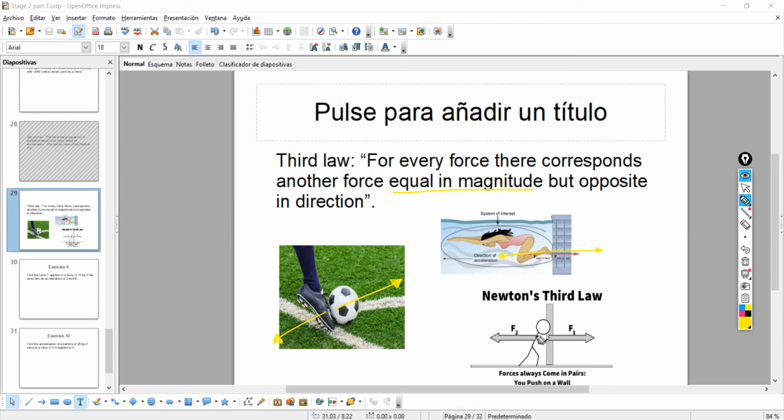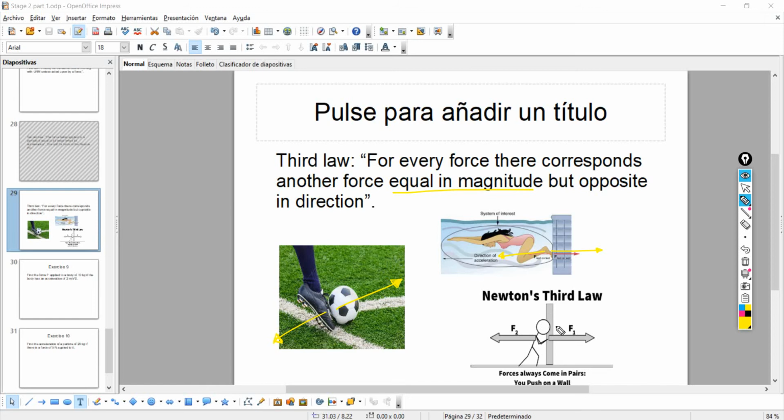In this case, we have this stick figure applying a force on the wall, and the same idea. The wall will apply a force on him of the same magnitude, but in opposite direction. That's basically the idea.